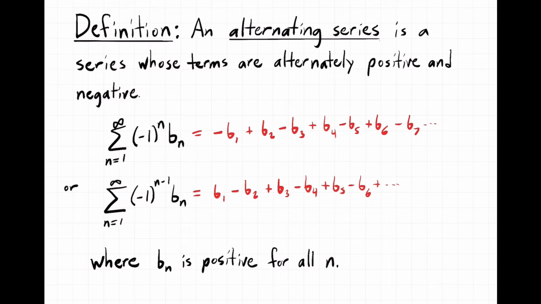So either way, these represent alternating series. If we think of the b_n's as the absolute values of those terms, then you're going to alternate adding and subtracting each one. Whether you start with a positive or negative doesn't really matter. It's still an alternating series. Let's look at some examples.